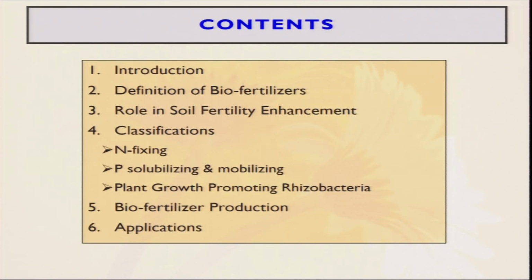I have divided my lecture into several parts: introduction, the definition of biofertilizers, and their role in soil fertility enhancement. Then the different types of biofertilizer: nitrogen fixing, phosphorus solubilizing and mobilizing, and also PGPR, that is plant growth promoting rhizobacteria. After that, the major concern is how we can produce or culture them in our labs, so that we can do mass production and supply different parts of India, and ultimately what will be the process of application of this biofertilizer in the soil, so that farmers can get maximum benefit.